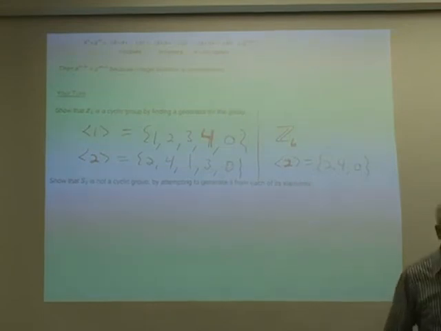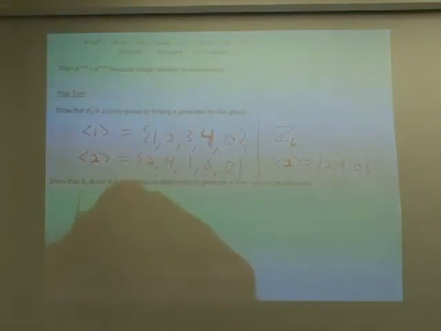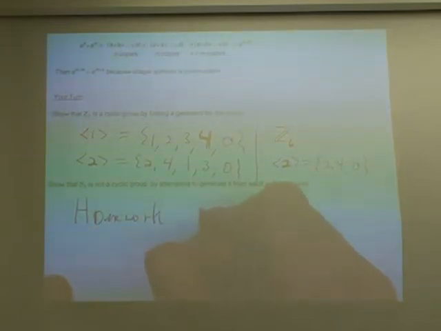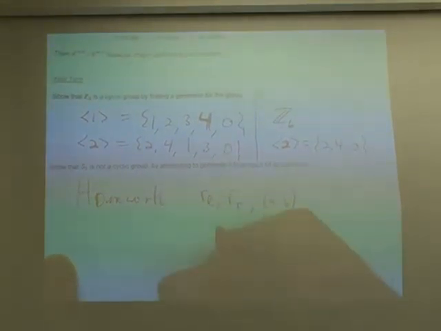Okay, show that S3 is not cyclic by attempting to generate it from each of its elements. This is homework. S3 doesn't have that many elements, right? It's got a rotate left and a rotate right and 3 swaps: AB, BC, and AC, right? So that's all it's got, with the identity, 6 elements.